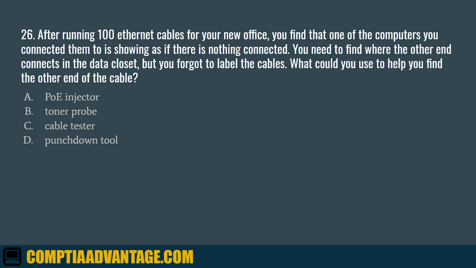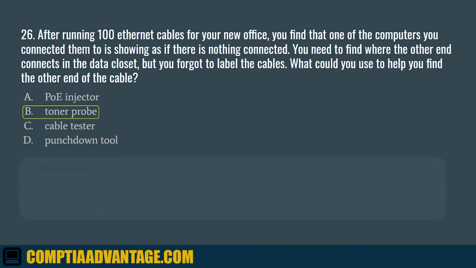Question 26. After running 100 Ethernet cables in your new office, you find that one of the computers you connected them to is showing as if there is nothing connected. You need to find where the other end connects in the data closet, but you forgot to label the cables. What could you use to help find the other end of the cable? A. PoE injector, B. Toner probe, C. Cable tester, D. Punch down tool. The correct answer is B.